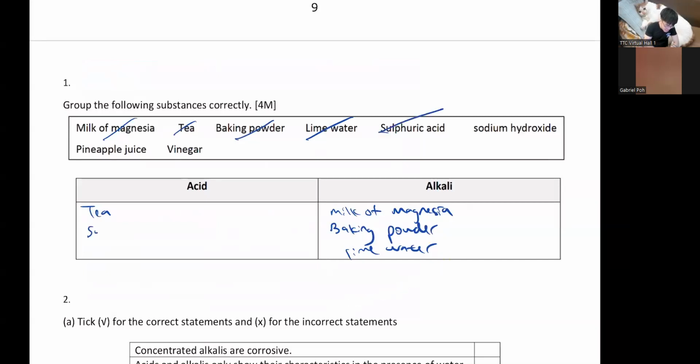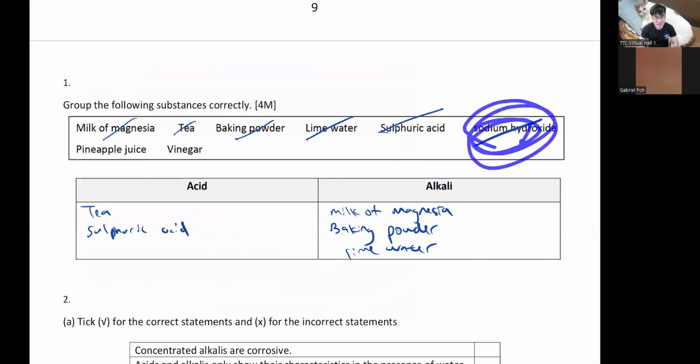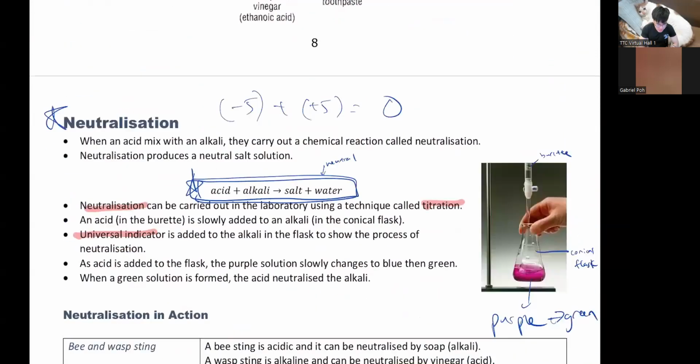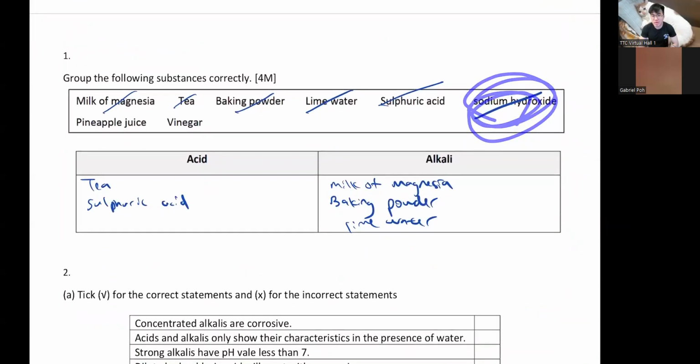So next, sulfuric acid. The name already says acid. So sulfuric acid is acidic. And then sodium hydroxide. This thing I told you to memorize right up there. Sodium hydroxide is used in your soap. This thing gives you that slippery feeling. That's why soap is slippery. Okay, sodium hydroxide.